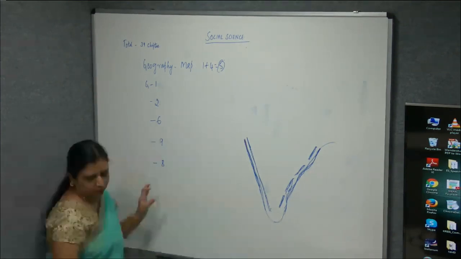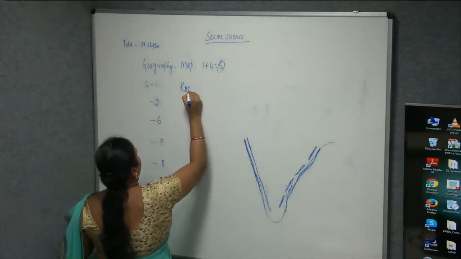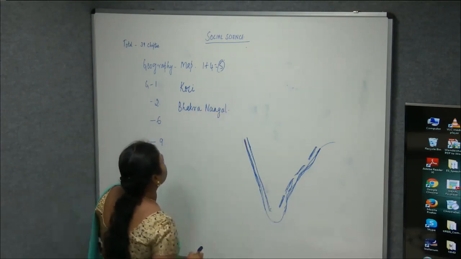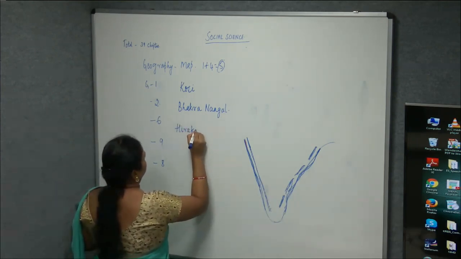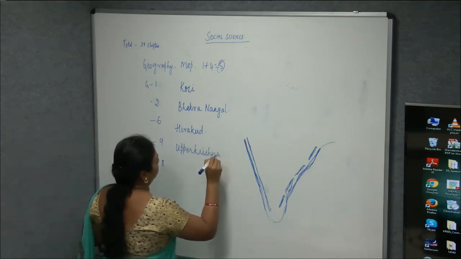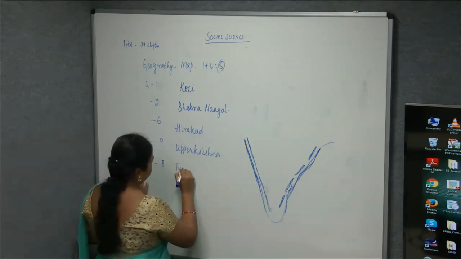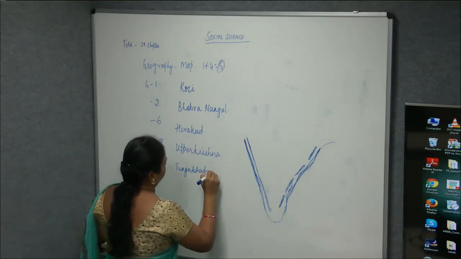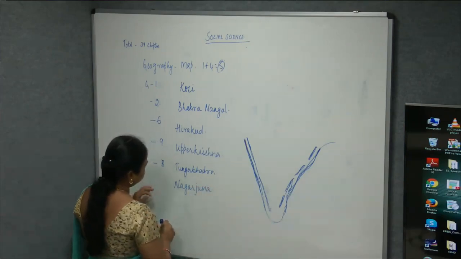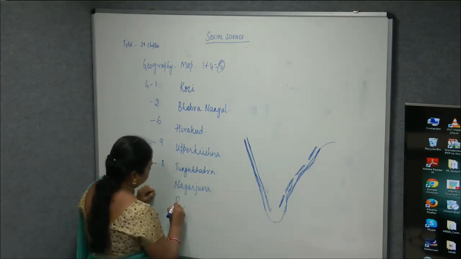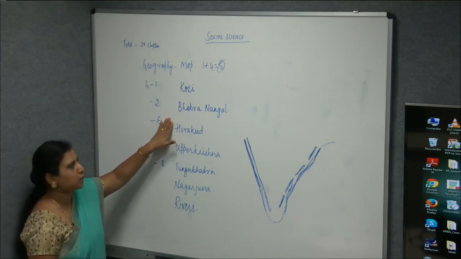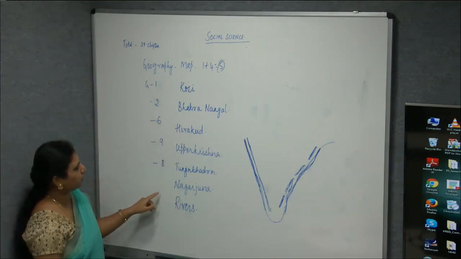So what are the main ones they ask in it? So Kosi, Bhakra Nangal, Hirakud, Upper Krishna, Tungabhadra, Nagarjuna, then rivers. Okay, so these are all the important multi-purpose river valley projects that can be asked for map questions. Kosi, Bhakra, Nangal, Hirakud, Upper Krishna, Tungabhadra, Nagarjuna, then rivers.